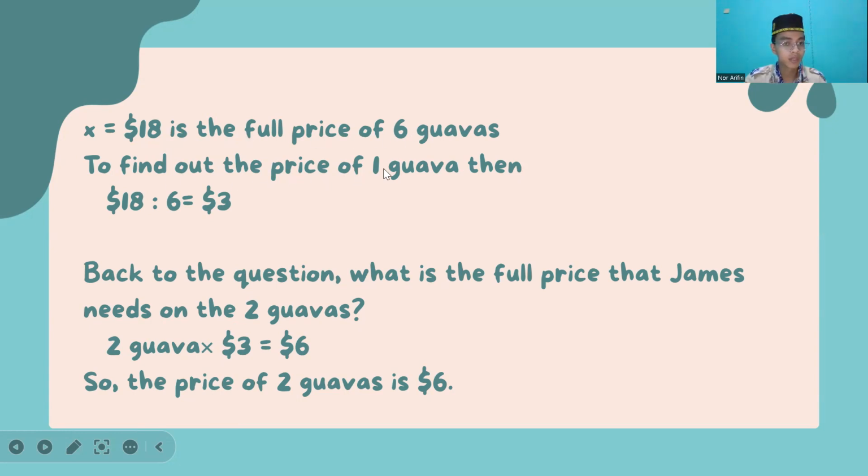To find out the price of 1 guava, $18 divided by 6 is $3. Back to the question, what is the full price that James needs to pay for the 2 guavas? 2 guavas times $3 is $6. So the price of 2 guavas is $6.